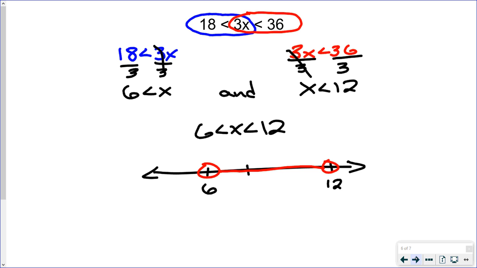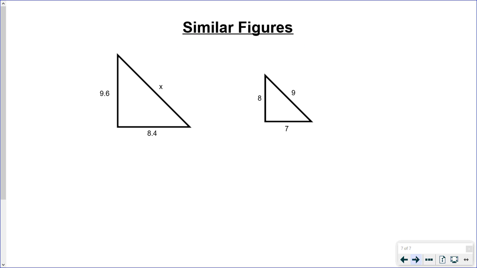All right, I got one more for you. Similar figures. So in similar figures, the way that I taught us to do this is to label one of them top and one of them bottom. And I usually label the one with the X as my top and the other one as my bottom. That's just to guide me in setting up the proportion. So these values will go in the top and these values will go in the bottom.